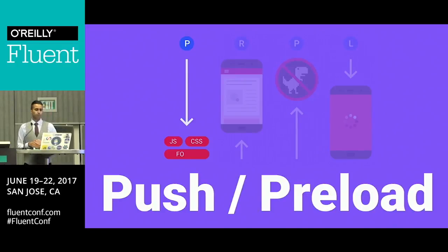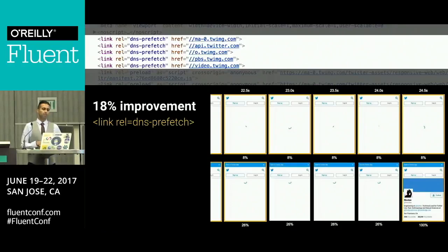Let's start off with push and preload. Their infrastructure was not able to support H2 server push, and so they wanted to take advantage of preload and some resource hints to at least get them a little bit better in the situation they initially had. First thing they took advantage of was DNS prefetching using link rel dns-prefetch. That's an attempt to resolve domain names before a user tries following a link.